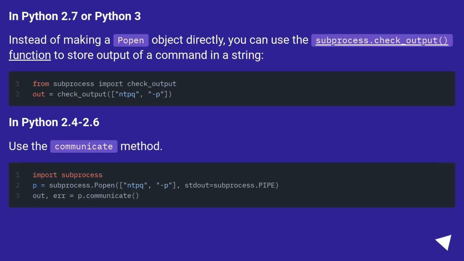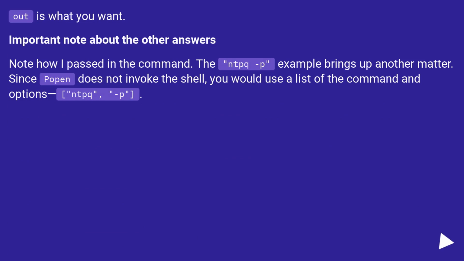In Python 2.7 or Python 3, instead of making a Popen object directly, you can use the subprocess.check_output function to store output of a command in a string. In Python 2.4 to 2.6, use the communicate method. Out is what you want.